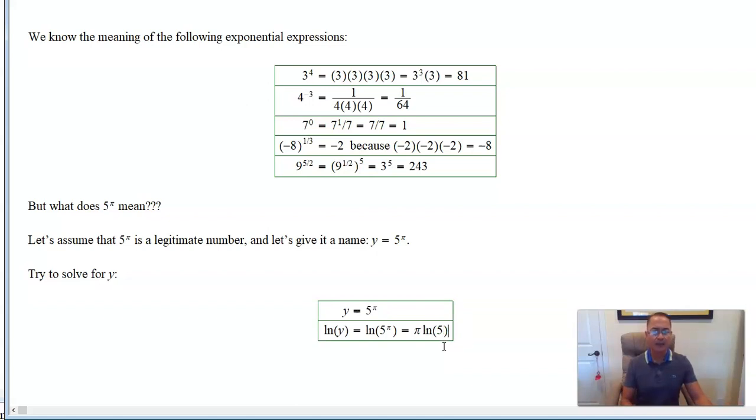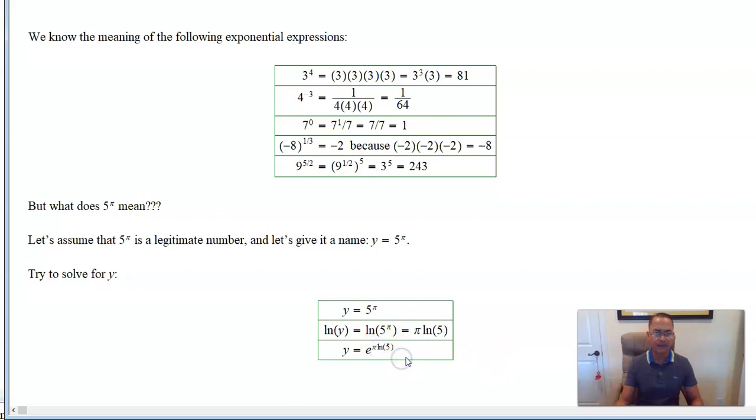So that's ln of y, and we know what ln of 5 is. We know that that's a number. We can multiply by pi, that's another number. We're looking for y, so y will be e to the power pi ln of 5.